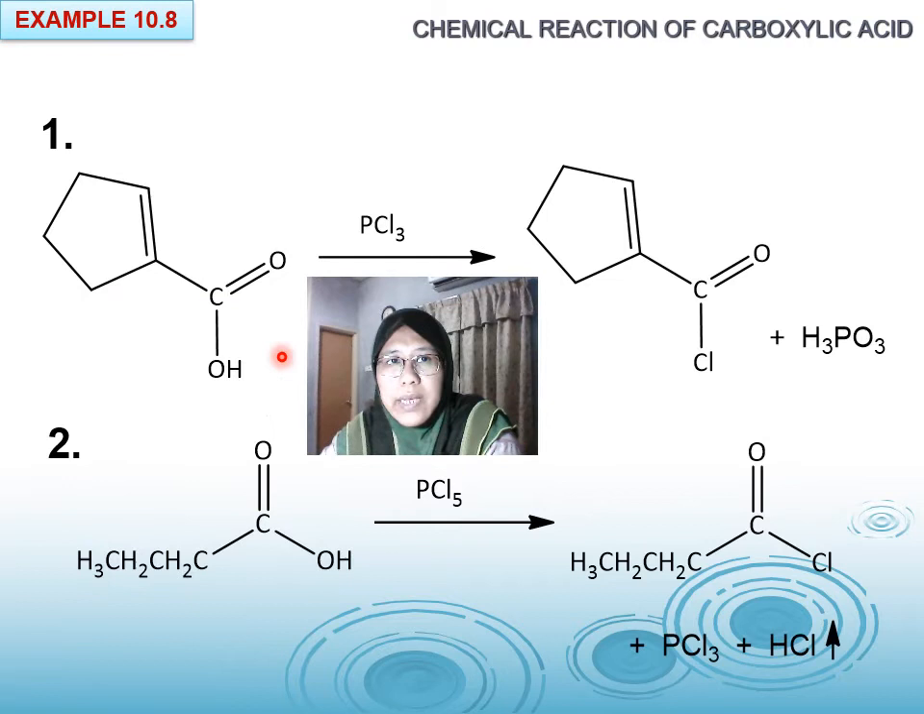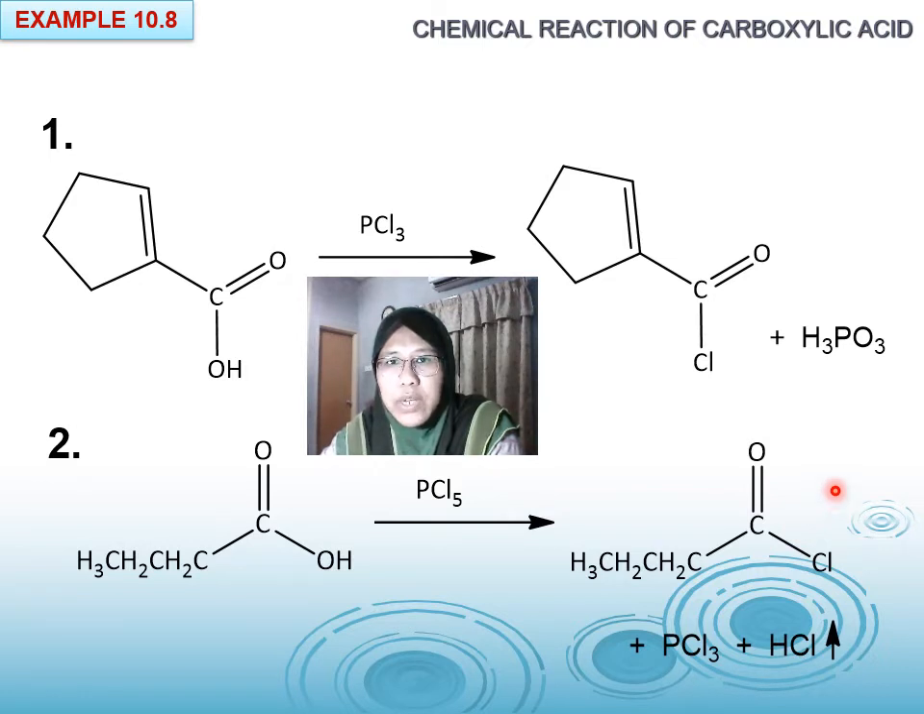Okay, we are seeing example 10.8, the question and the answer. The first one, we use PCl3, so we are going to take out the hydroxy part and replace it with a chlorine atom from PCl3, so we produce the byproduct H3PO3. The second compound is 4-butanoic acid. We're going to take out OH and we're going to replace it with Cl here.